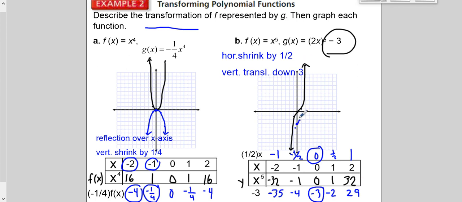But it's all about that it's more narrow than it was before. Whoops. And that it shifted down 3. So that gave us that horizontal shrink by 1/2. So it got squished in horizontally and shifted down 3. And there's our new graph. You can always check on Desmos.